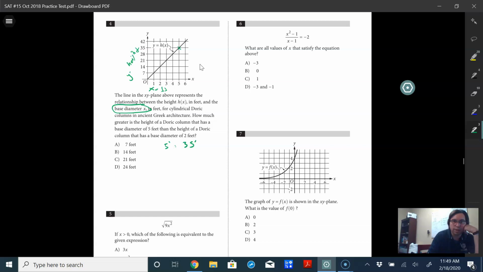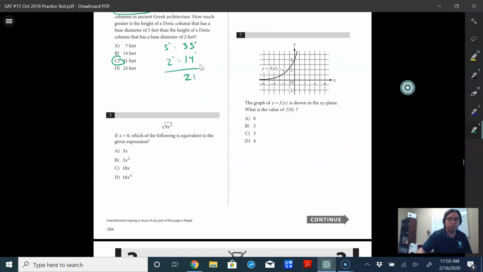So we see that 5 feet base diameter is equivalent to 35 feet for the height. And the height of a Doric column that has a base diameter of 2 feet, again, we see that being right there. So 2 feet is equivalent to, looking across, 14 feet. So the difference you see is going to be 21 feet, or C on that one.